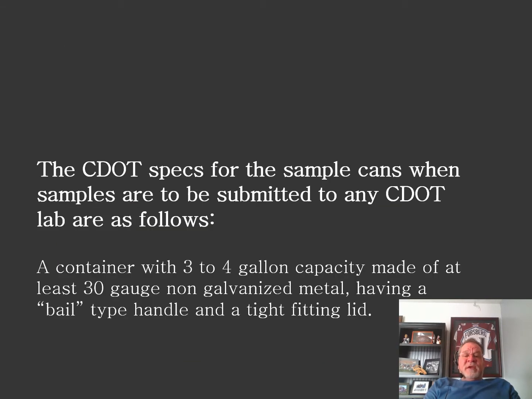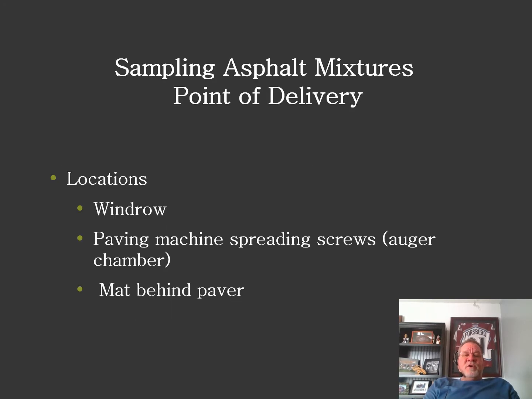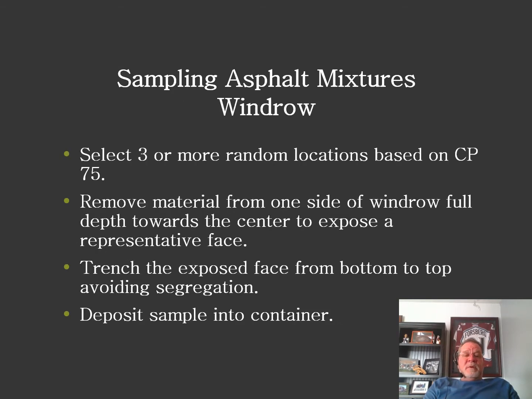CDOT specs for sampling cans are a 3 to 4 gallon can. That's for the weight, so that nobody gets hurt when they're moving those cans. From the point of delivery, windrow, paving machine, spreading screws, or the mat behind the paver, take 3 or more random locations based on CP75.